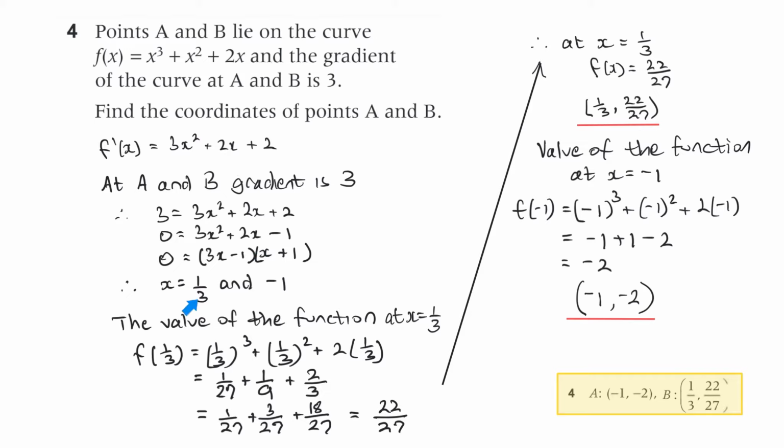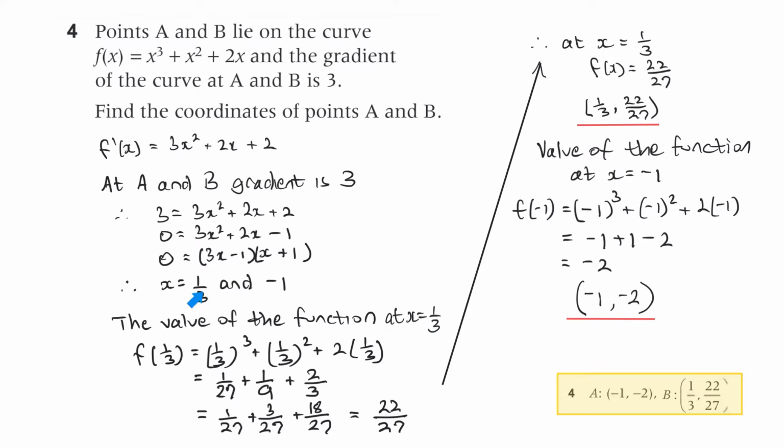Okay, so just recapping on that, what this means is at x equals 1 on 3 and x equals minus 1, the gradient is 3, because we use this, and that tells us the gradient at values of x. So we wanted to know the value of x where the gradient was 3. And we've found 2 values of x where the gradient is 3, and they told us that's at point A and point B.